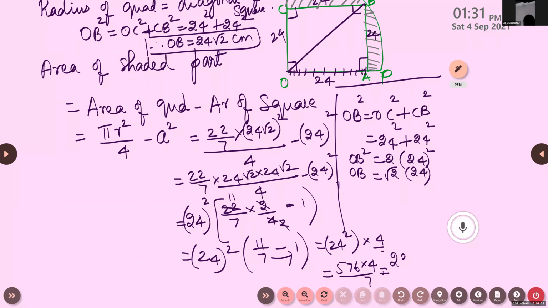2304 by 7. 2304 by 7 centimeter square. That is enough. Okay.